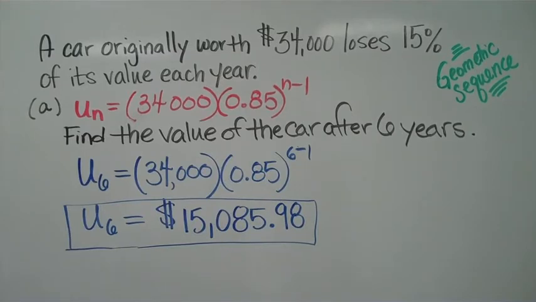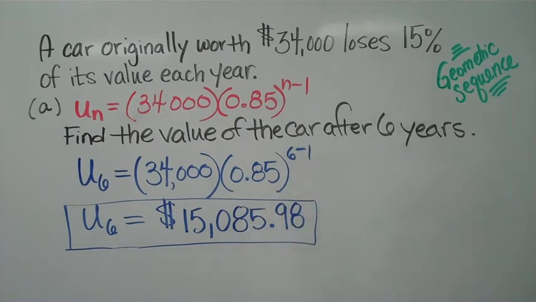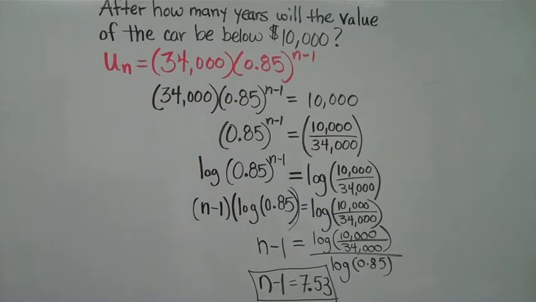Find the value of this car after 6 years. Well, we already know our equation for the geometric sequence, so we just want to plug in 6 for the year. And this goes to 6 minus 1. And when you figure this out on your calculator, you get $15,085.98. After how many years will the value of the car be below $10,000?